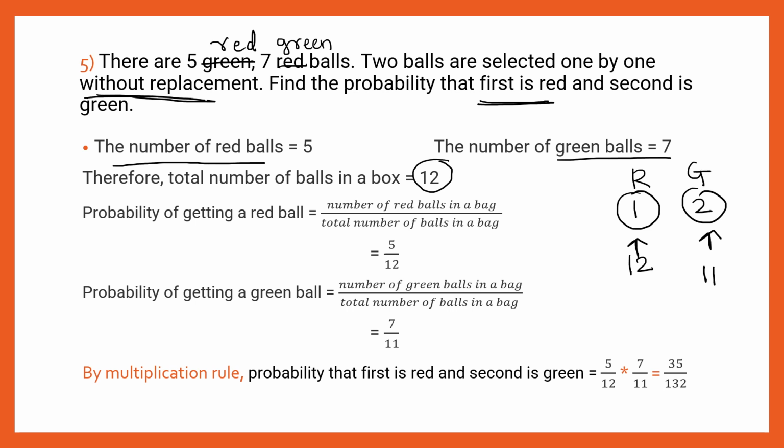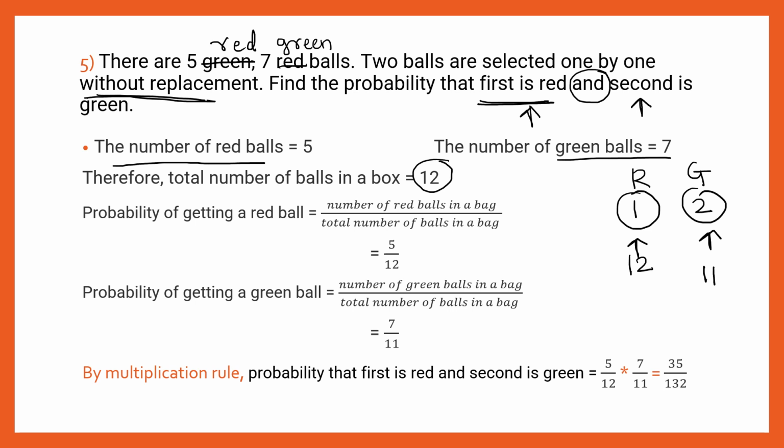Now there is one word between both the events, which is "and". Whenever there is this word "and" between any two events, here we can apply the multiplication rule. The multiplication rule says that you can multiply the probabilities of the first event and the second event. So we will separately first find out the probability of the first event as well as the second event, and then we will multiply both of them.